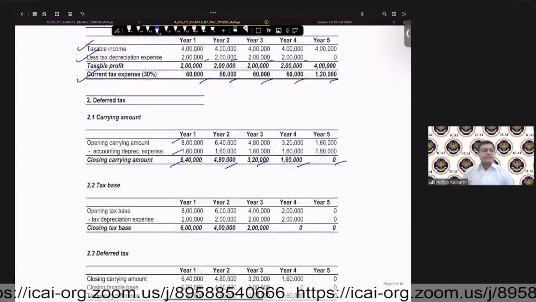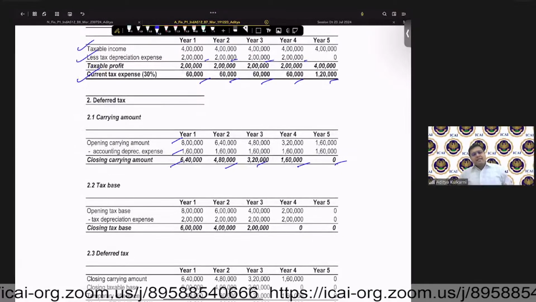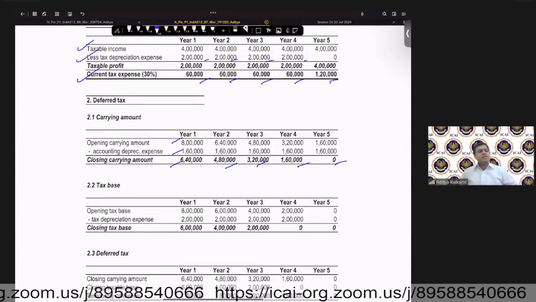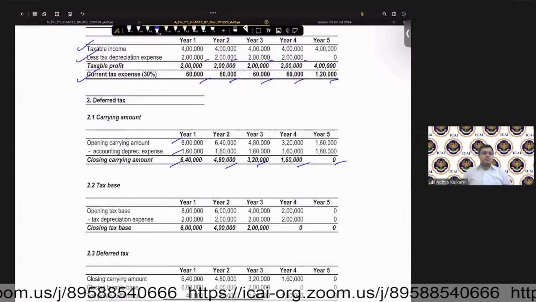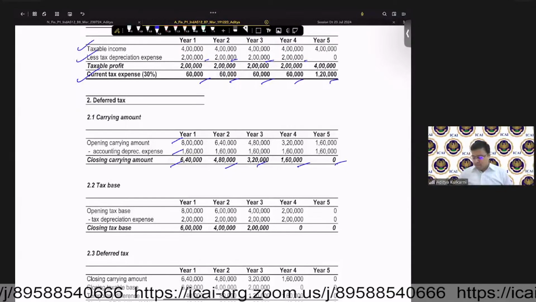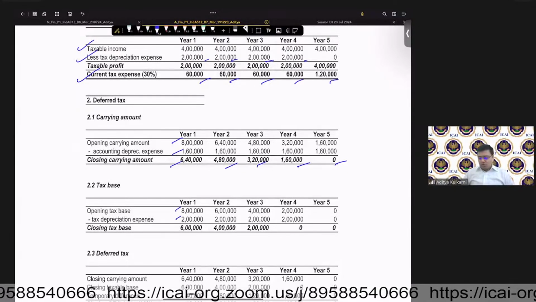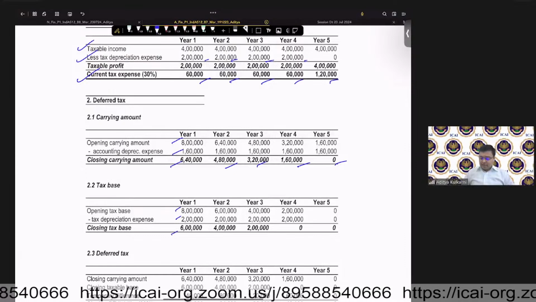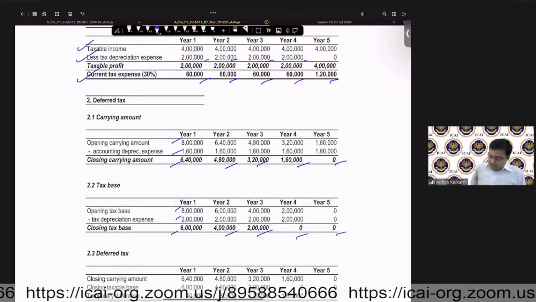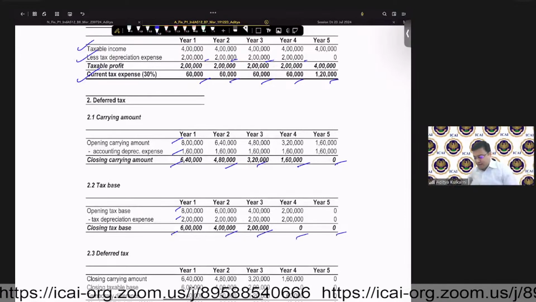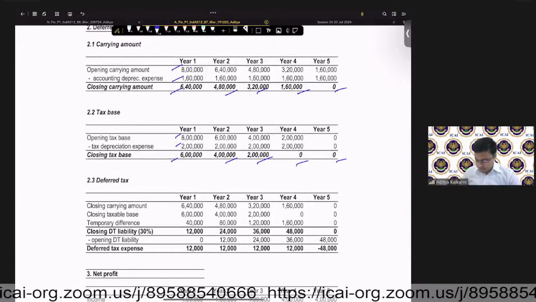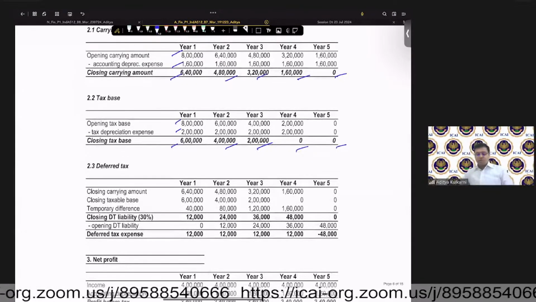What is your tax base? What do you understand by tax base? Tax base is nothing but the value of that asset or liability for tax purposes. Tax purpose के लिए 8 lakh minus 2 lakh. First year it is 6 lakhs, then it is 4 lakhs, then it is 2 lakhs, and in year 4 and 5 it is 0. Is it okay? Any doubts?